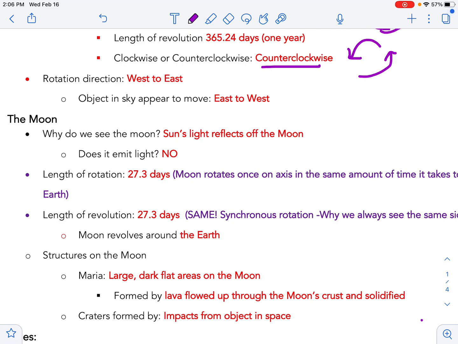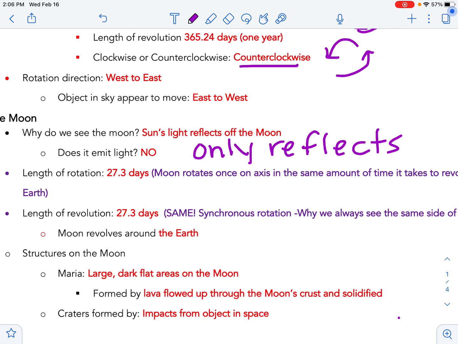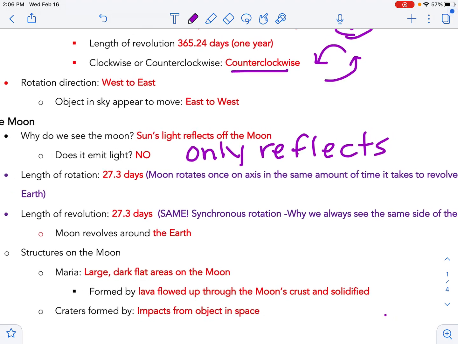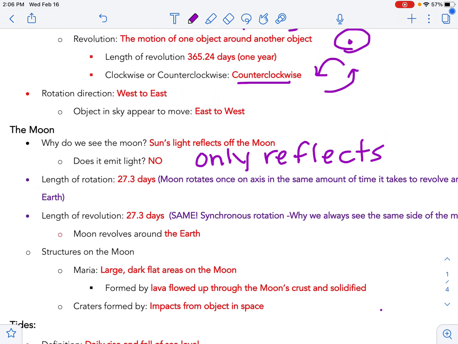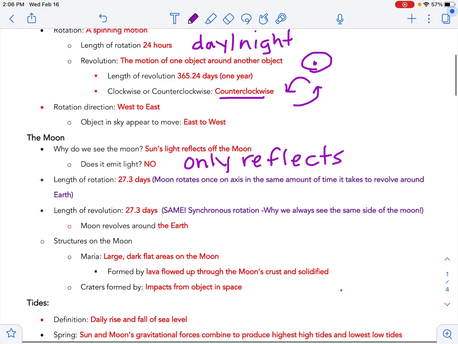Only reflects the sun's light, okay? All right, so its length of rotation, once on its axis, is 27.3 days. The moon rotates once on its axis in the same amount of time that it takes to revolve around Earth. Because if we look at our length of revolution, it's the same. It is also 27.3. This is called synchronous rotation.